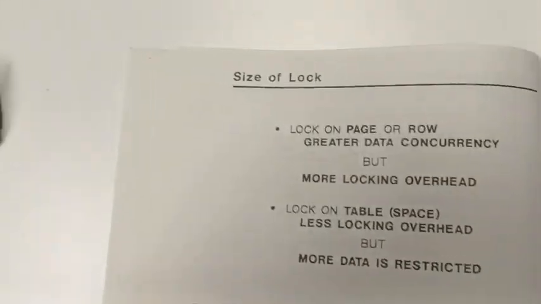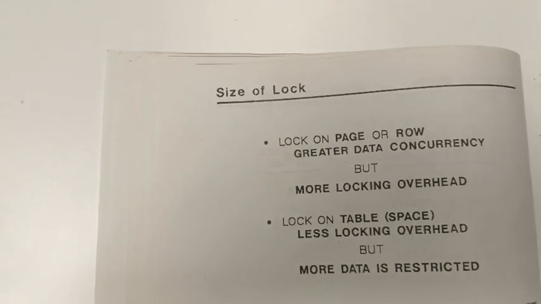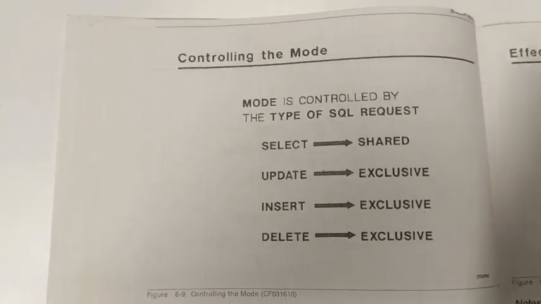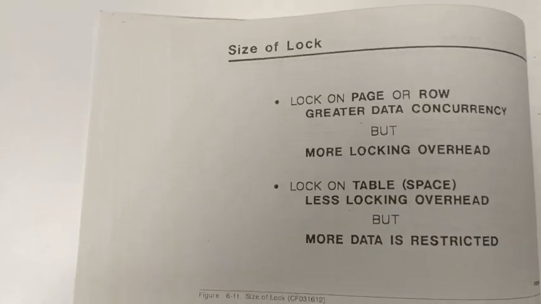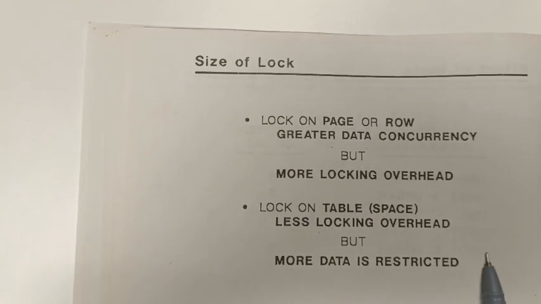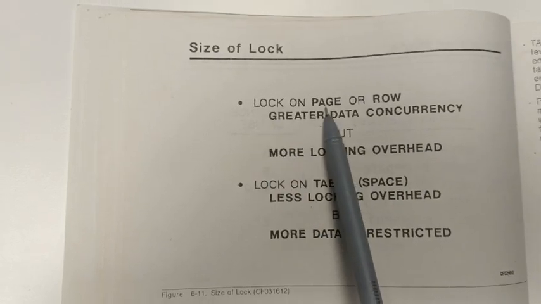Next, after the mode, we have the size of lock. Previously we discussed the mode, the type of mode we have used, share mode and exclusive mode. Now the next point is the size of lock. Size of lock is nothing but table, table space, page, or row here. And there are two types: lock on page or row.